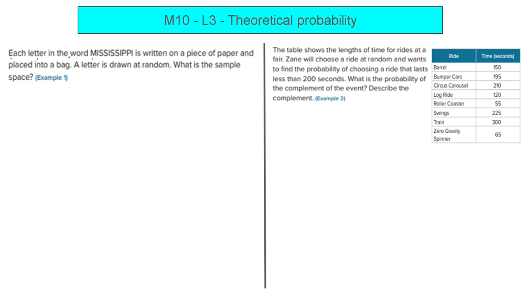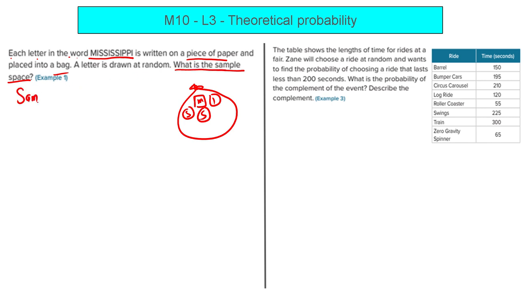Each letter of the word Mississippi is written on a piece of paper and they put it in a bag. Okay, so there is a bag. Inside the bag, they put some cards on which Mississippi was written, M-I, then S, like this. They wrote these letters on each single card and put them in the bag. Now they are asking you to find the sample space.